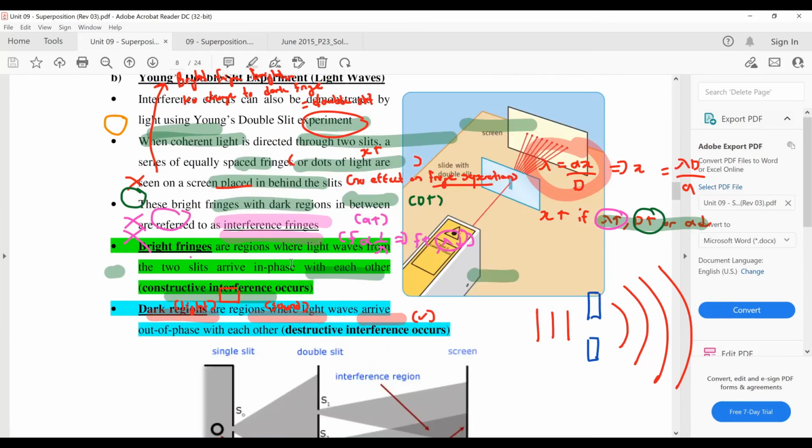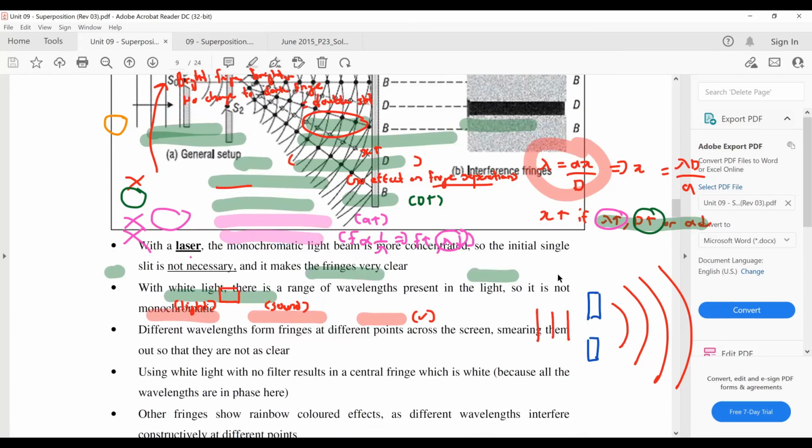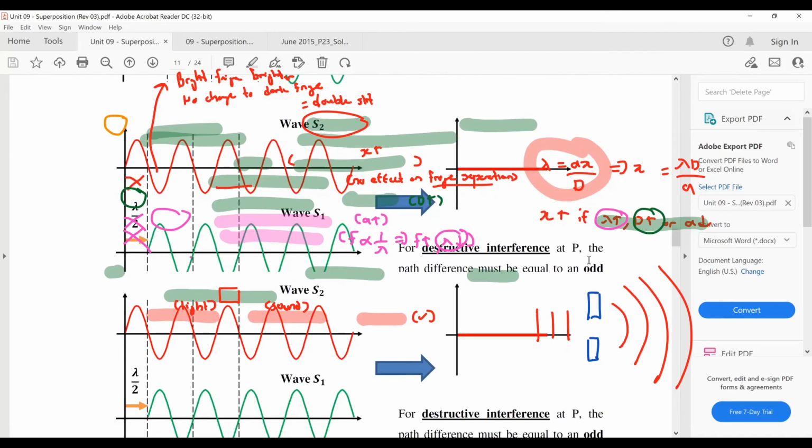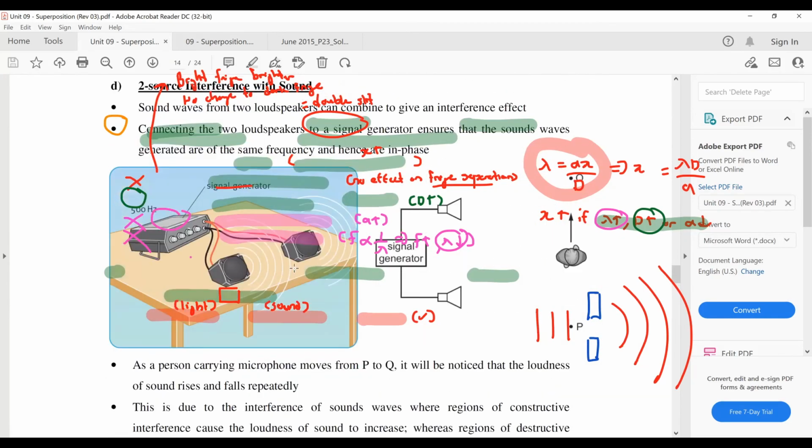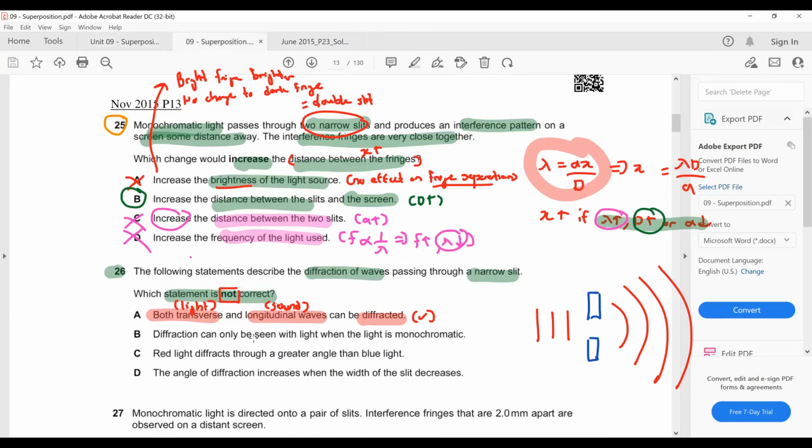That one is transverse wave. And then for sound, sound can also be diffracted. Okay, although the example here didn't show you the sound wave traveling through a slit and then spreading out, sound can also be diffracted. Okay, so for your case here, transverse like light can be diffracted, longitudinal like sound can also be diffracted. Okay, they will spread after passing through a slit.